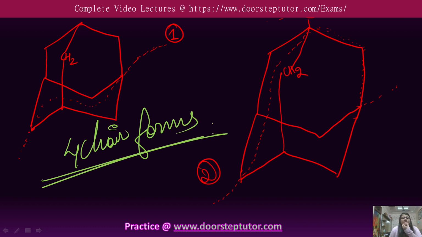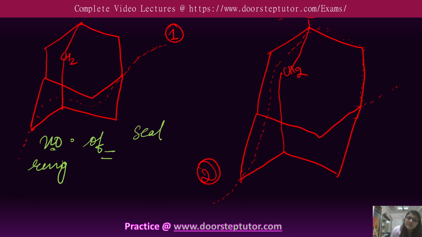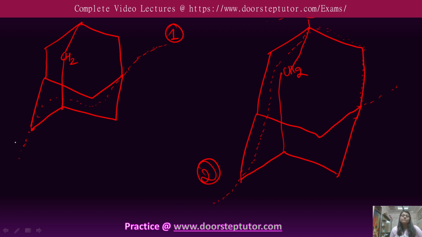We have 4 chair forms in adamantane and we have 3 rings. So how are you going to calculate the number of rings in adamantane? It's very easy. In any organic compound, if you have to check the number of rings, there is an easy formula. You have to make your scaffold acyclic, and the number of bonds that you break to make your scaffold acyclic is the number of rings present in the molecule. Adamantane has 3 rings because by breaking only 3 bonds in the adamantane structure we get the acyclic structure, and that means 3 rings are there.